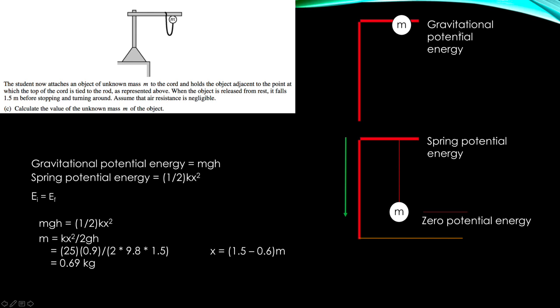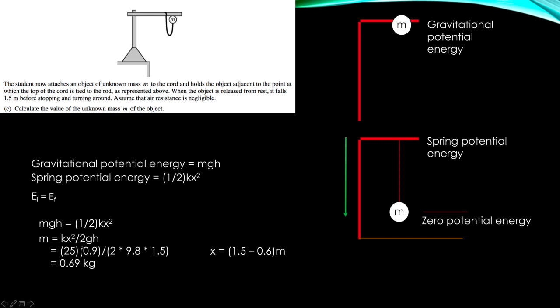So the initial energy, the energy in the initial state, is gravitational potential energy. The formula for that is mgh. In the final state, we just have spring potential energy, so that's 1/2 kx squared. That's also just the formula for the spring potential energy. And then we can solve for m, because that's what we want. So m is equal to kx squared over 2gh. We just divide by g and h, bringing it to the other side.